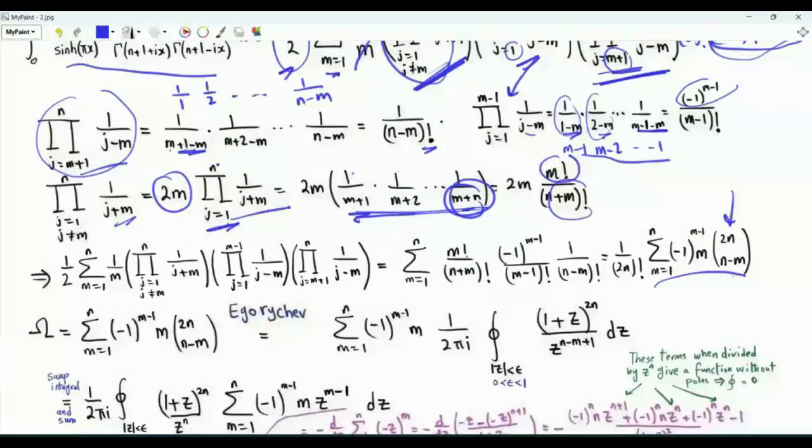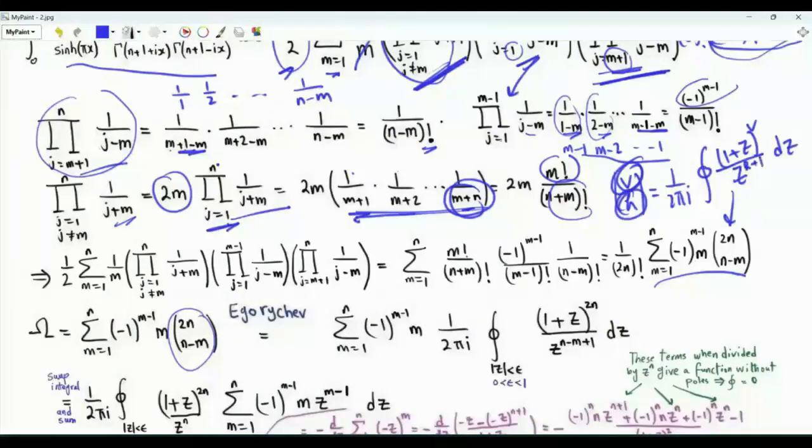If we get this sum in closed form, we are done. One way to obtain this sum is to use the integral representation of the binomial coefficient. The binomial coefficient v choose k can be written as 1 over 2 pi i, then a contour integral about the origin. The integrand is (1 plus z) to the power v divided by z to the power k plus 1. Applying this to our case, the binomial coefficient 2n choose n minus m is 1 over 2 pi i.